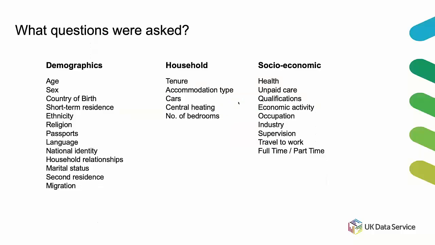Okay, so what questions were asked? You can split them down into three different areas: demography, household, and socioeconomic. Plenty of things there that we can look at finding out information about. It doesn't necessarily go into a lot of detail about these areas. There's always a tension between keeping the census form as short as possible versus obtaining the most detailed information.